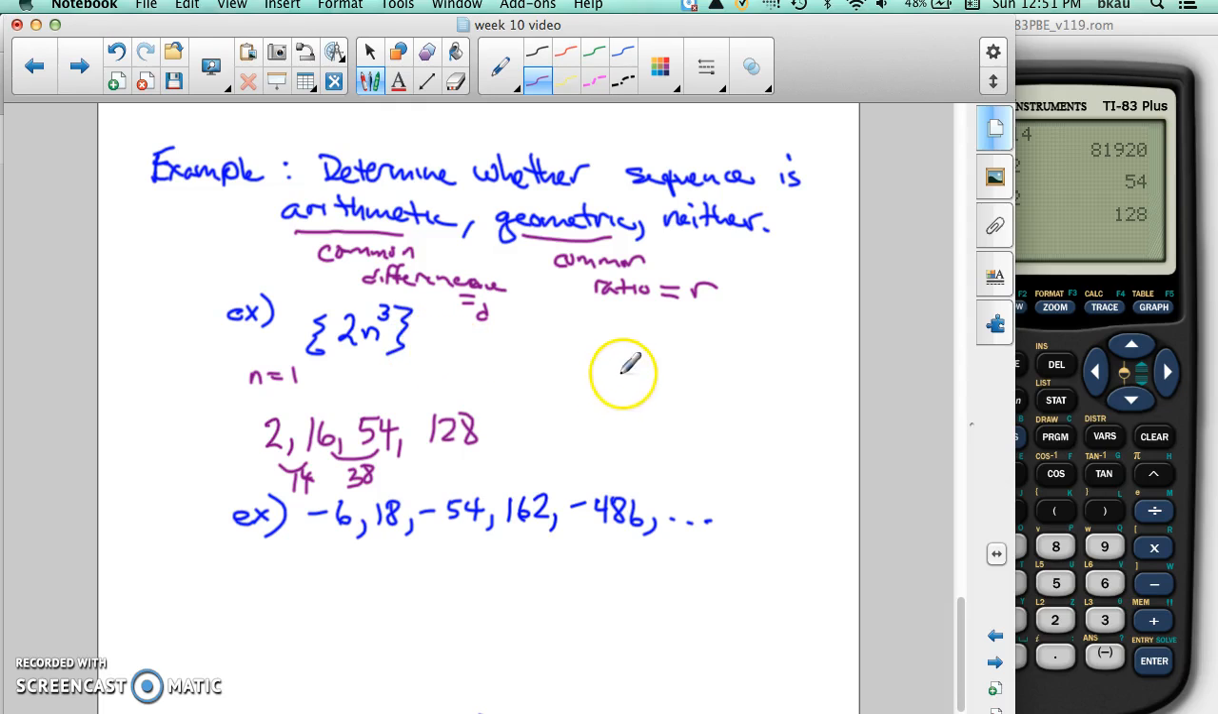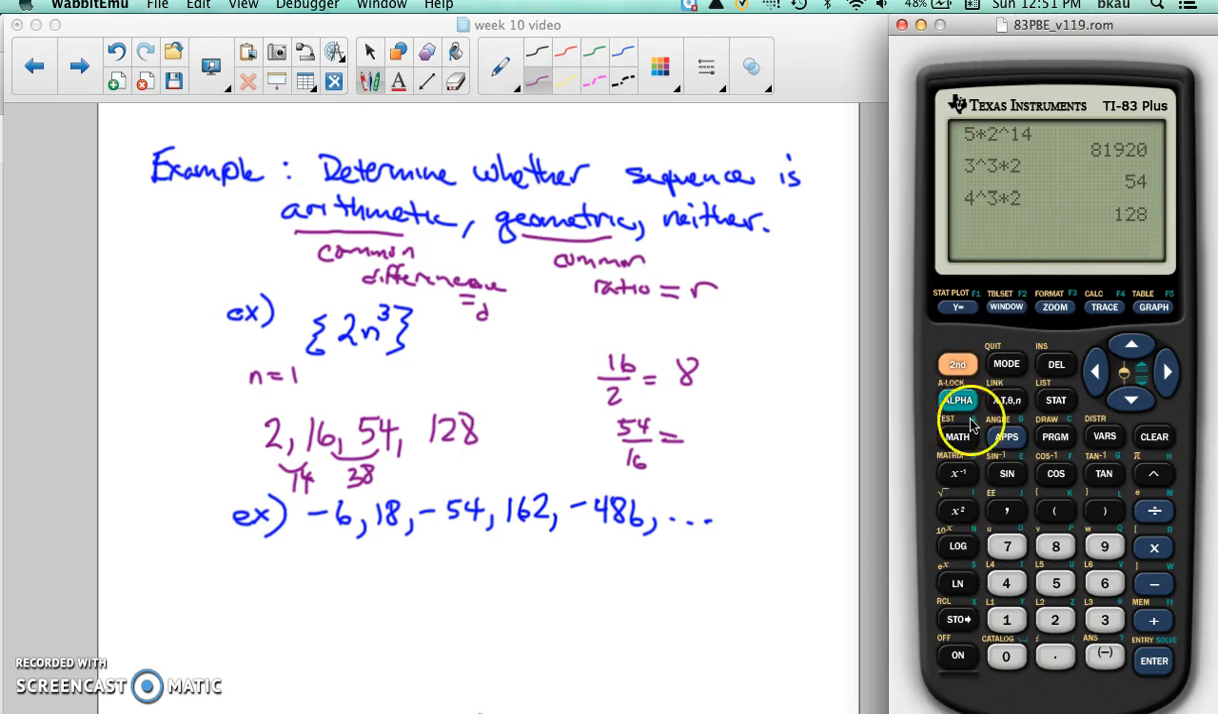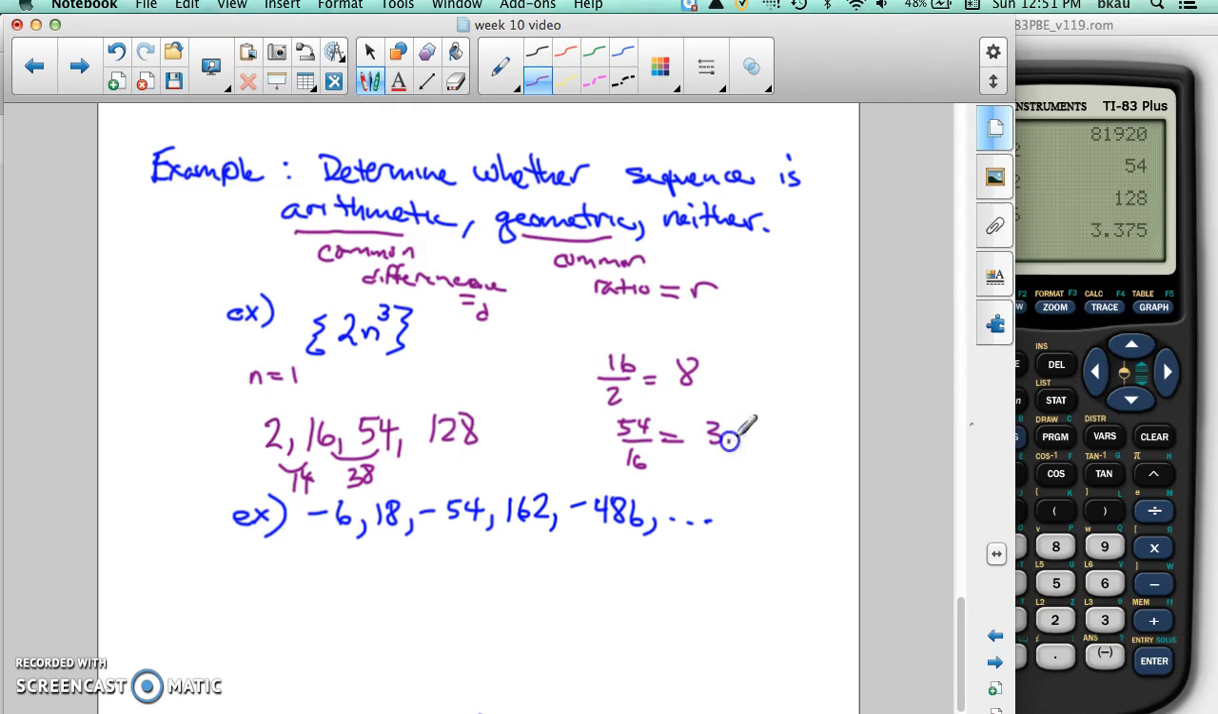And if I were to divide to see if there's a ratio, 16 over 2 is equal to 8. 54 over 16 is not 8, I don't believe. 54 divided by 16 is 3.375, so there's no common ratio. So this one is a neither. It doesn't have a common difference and it doesn't have a common ratio. So it's a neither on the first example.